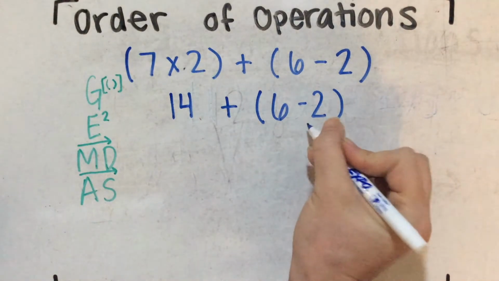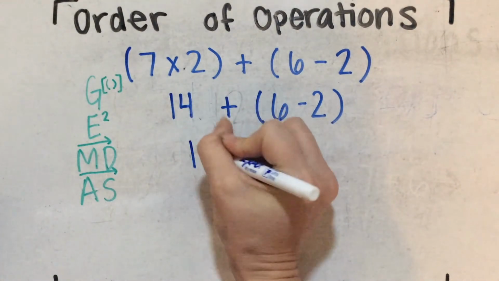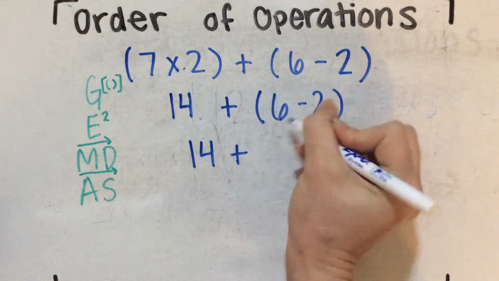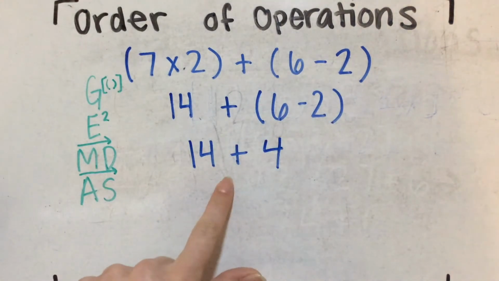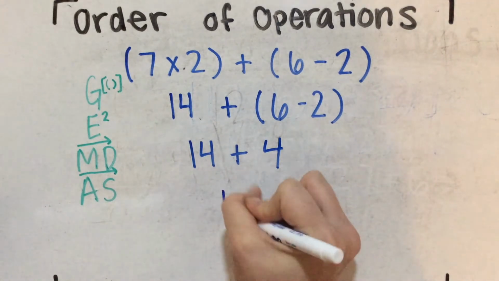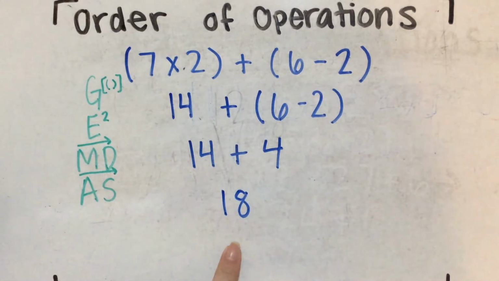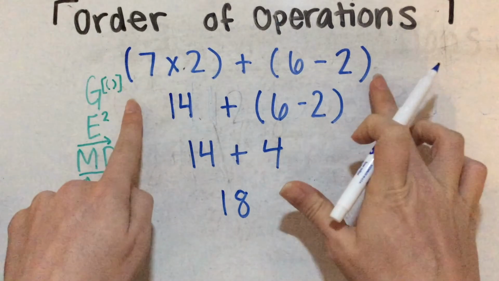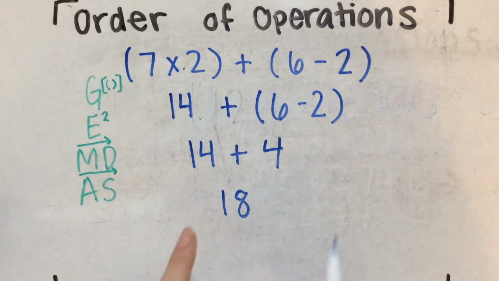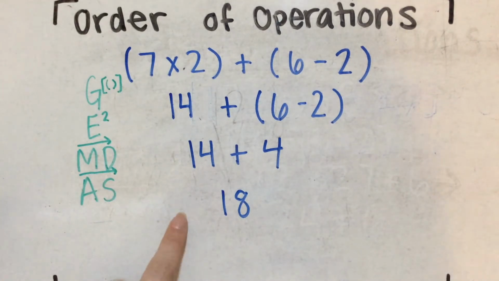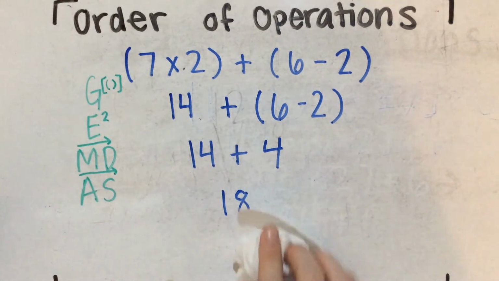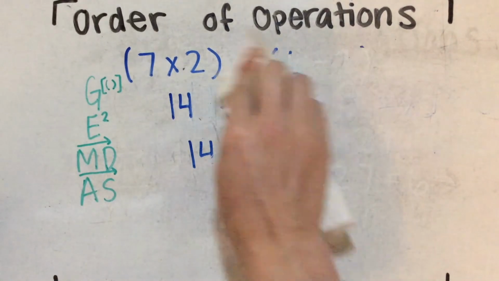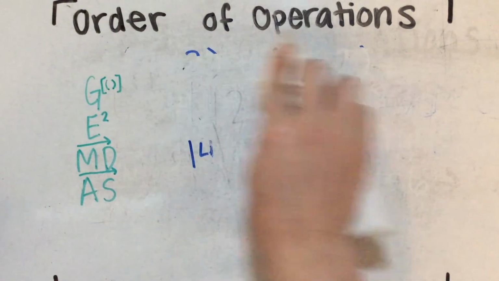Then we continue to solve for what's in the grouping symbols, 14 plus 4. And then since this is our last operation, that's the last one we need to do. And then we get our answer. So again, it's important to show all the steps until you get to the answer in case you make a mistake. Following the order of operations, GEMDAS. So let's do another example.